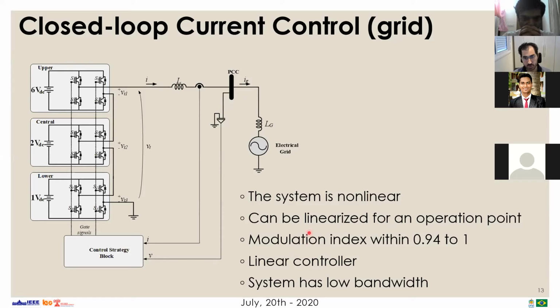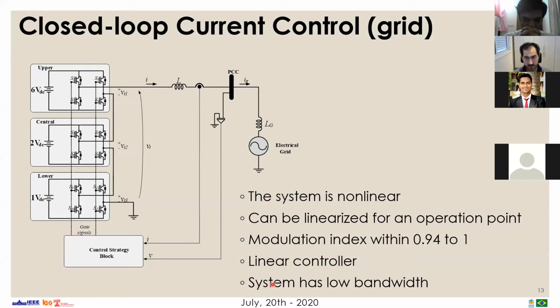One thing that the controller must assure is that the modulation index is within 0.94 to 1. And then we avoid such a contradiction in power distribution. The controller must be able to operate in such a region. This is quite common. We always look for applications in power electronics where the modulation index is much closer to one. After assuring this, with the linearization at an operation point and the modulation index within this range, you can apply a linear controller. And I did that, I'll show you later, okay?